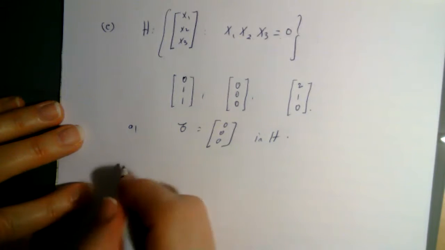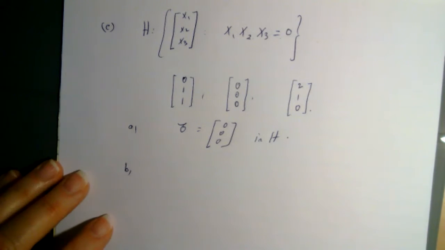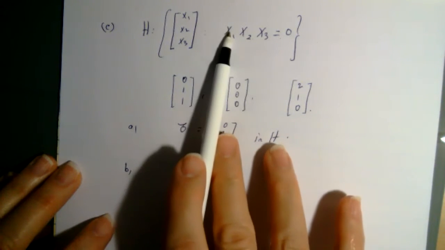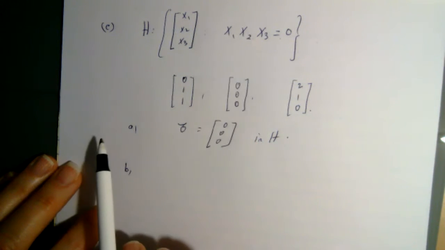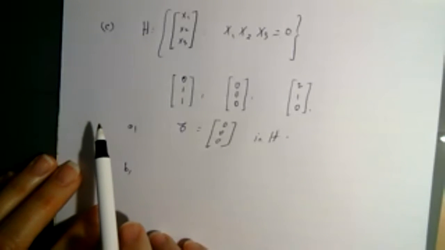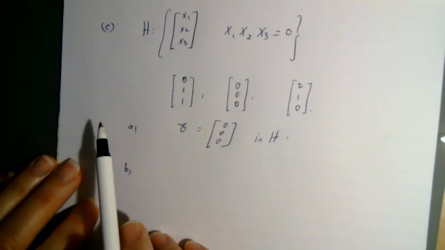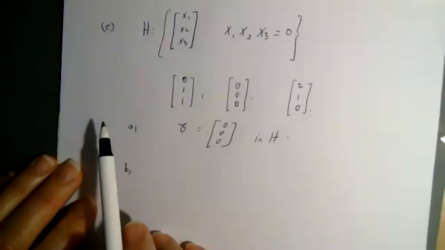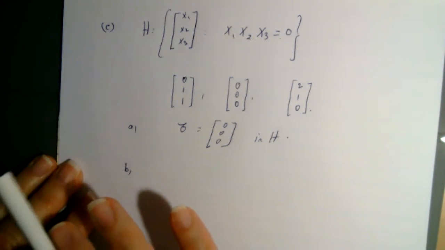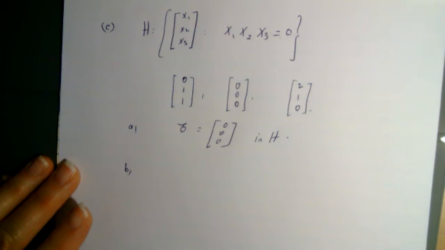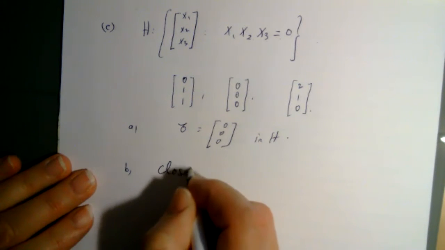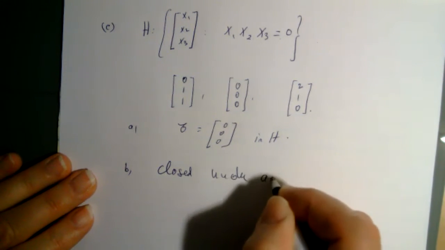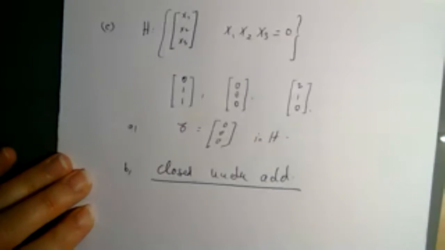Now what about addition? If you have two vectors that satisfy this condition, the product of their components is 0, will adding them also have the same property? No. Okay, I hear no. I want your answer on the chat. What do you think? No, no, no. And let us see. If you say no, it is not closed under addition.